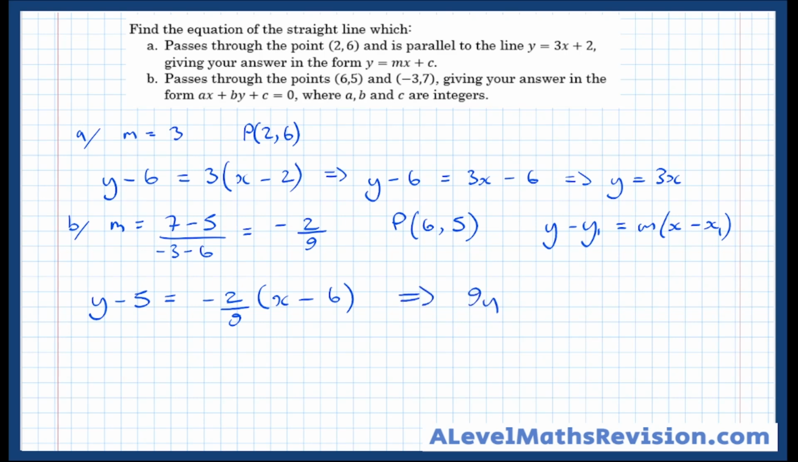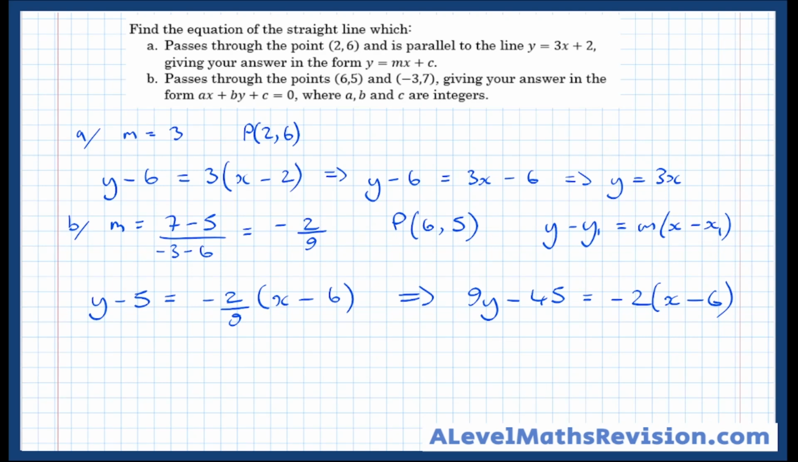So we get 9y minus 45 equals minus 2x minus 6. And notice that the form we needed is all integers. Well, we've got all integers now, so multiplying by that 9 did us a favour. It eliminated all the fractions. And that's why I prefer this method to y equals mx plus c, which will often have lots of fractions in.